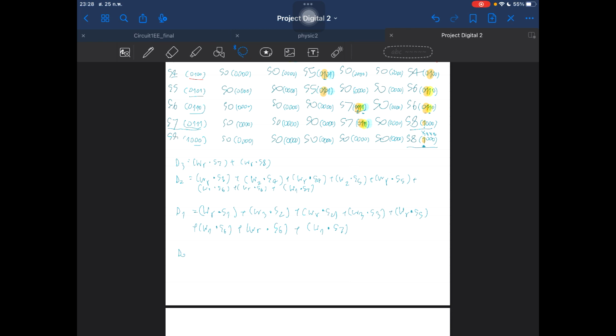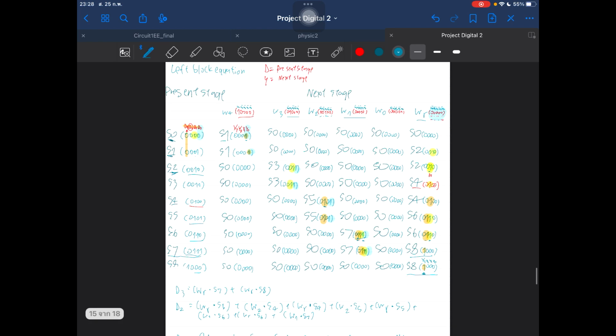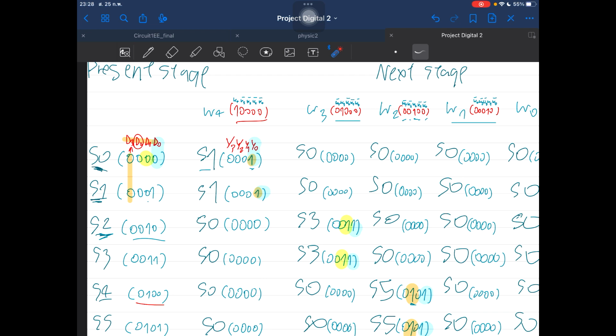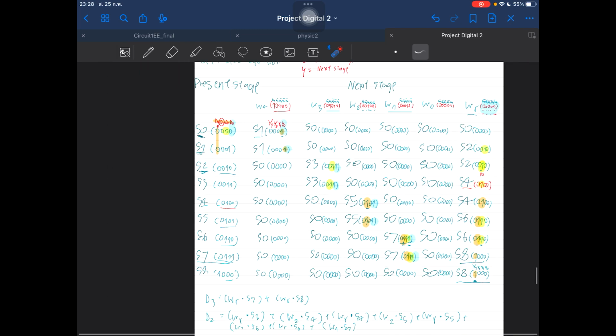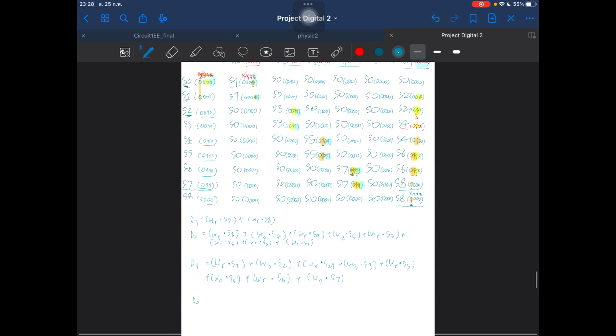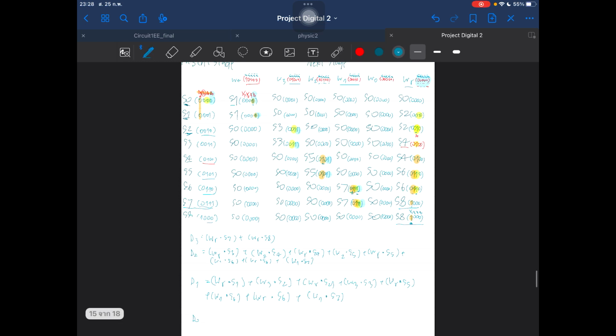Go to D0. Like D1, D2, D3, we look at D0 in the next state. If we find a 1 like this, then we will write the name. Like this. In this, D0 is W4 and state 0 name.